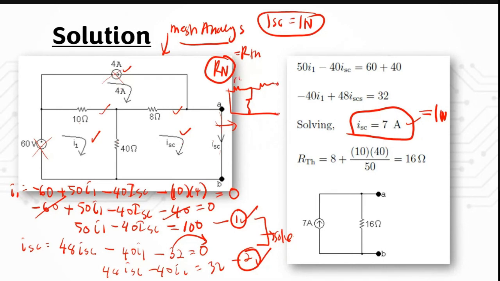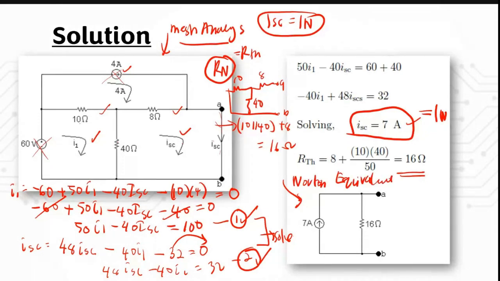So you will have here 10, 40 and 8. So in order to find the resistance here, it means that 10 parallel with 40, and then you need to add 8. So when you calculate, you get 16 ohm resistor for the Norton resistance. Okay, and then when you want to draw the Norton equivalent circuit again, you will have this as IN and this is your RN.